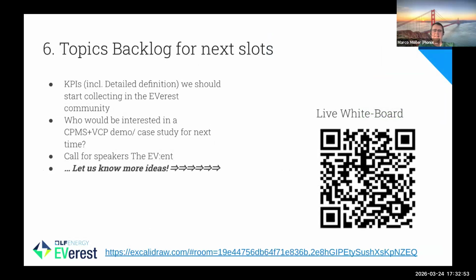And yeah, last slide. Topics backlog for the next slots. So what we currently have as backlogs for a next Charge Point Operator Forum would be starting collecting KPIs, like how do we measure, how do we benchmark what is a good EVerest charger, or what is a good charger, and getting feedback from you there. It's a topic for next time.